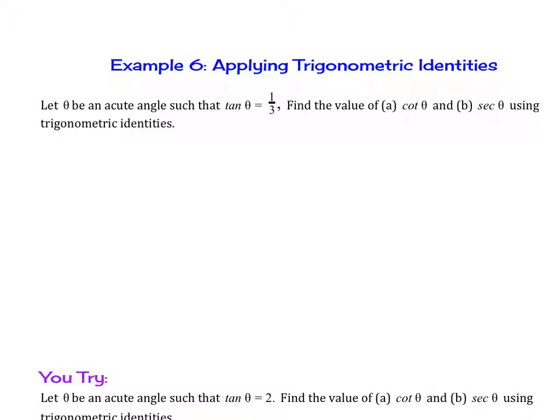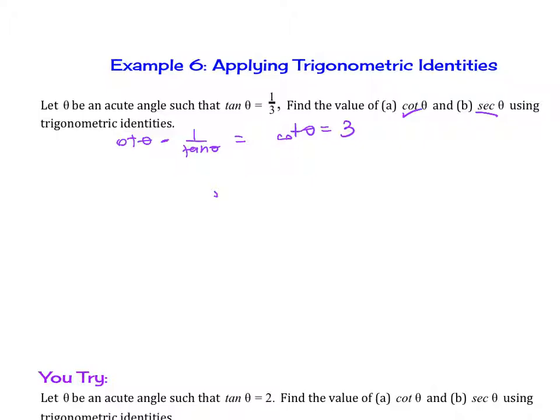So we know that we have tangent of theta, and cotangent of theta, we can figure that out pretty quickly. We know that cotangent of theta is 1 over tangent of theta, so that's just the reciprocal, right? So cotangent of theta is just 3. So that one's done, that one's fast. Now we have to figure out secant of theta.